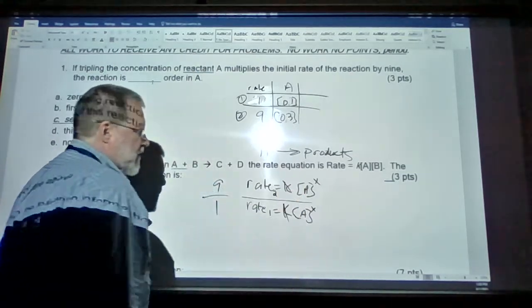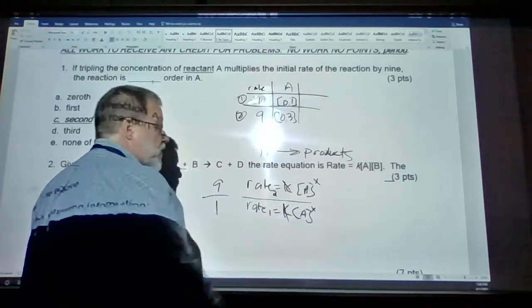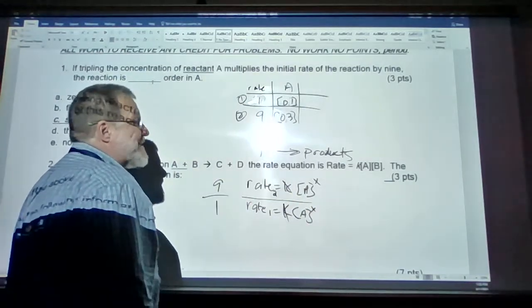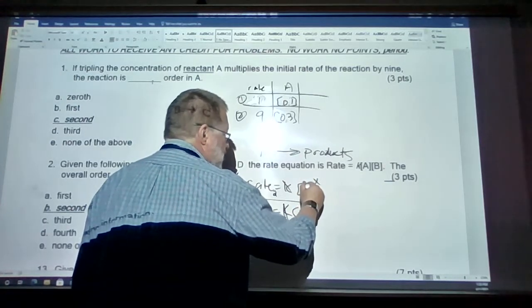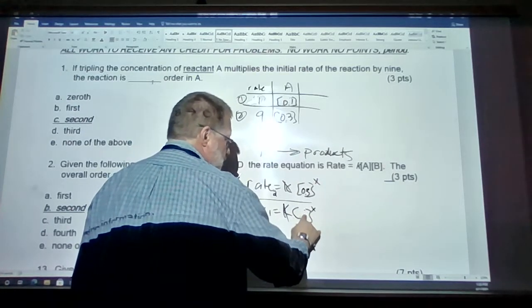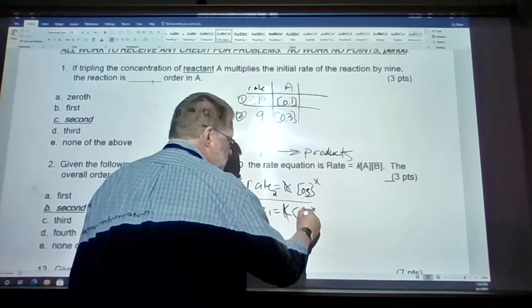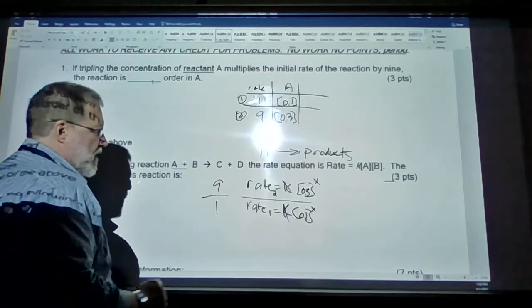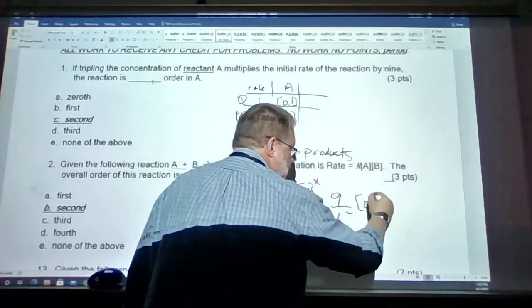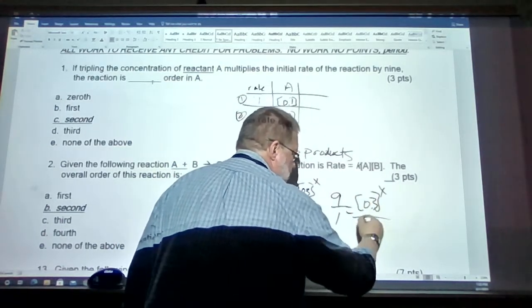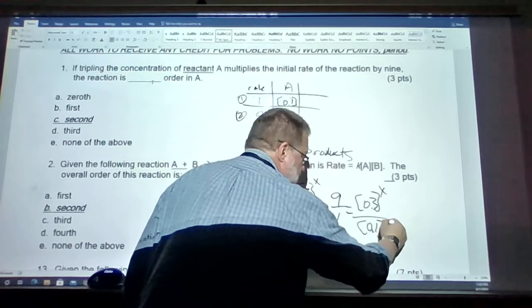K's are constant. The only thing that changed from the first experiment to the second is the concentration of A. A in the second experiment is 0.3. A in the first experiment is 0.1. So we have 9 over 1 is equal to 0.3 to the x divided by 0.1 to the x.